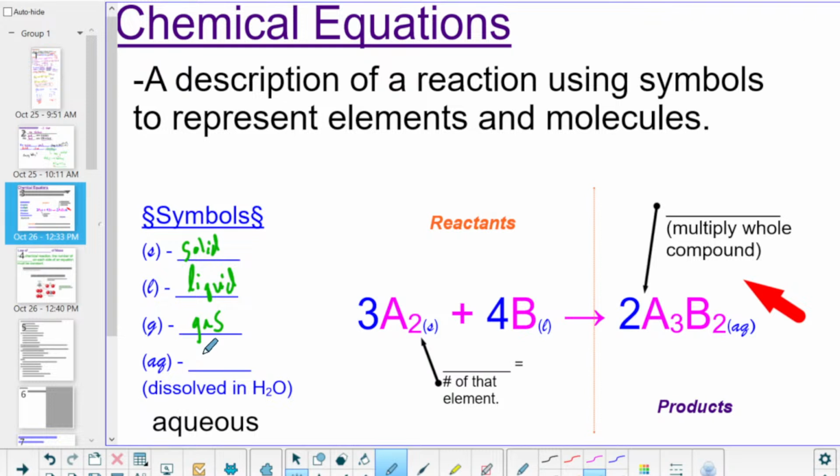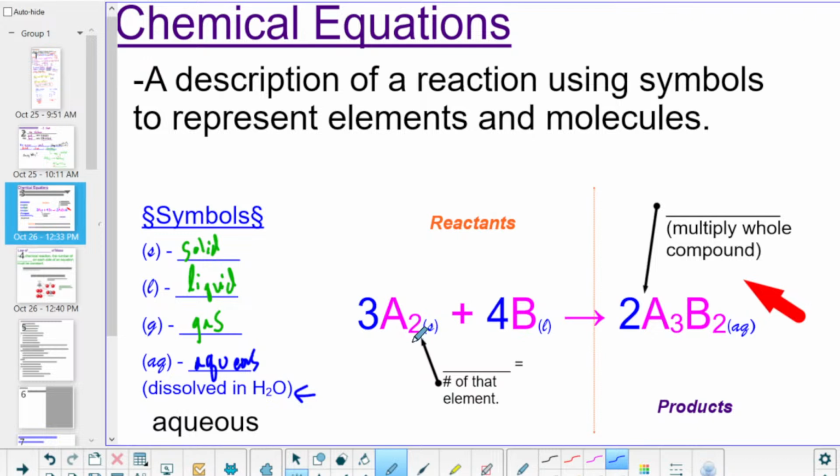Nicely done. Aqueous, A-Q-U. Aqueous means dissolved in water. We do so much water chemistry, we reserve a special symbol for things that are just dissolved in water. We don't do that for any other liquid like ammonia or gasoline or anything else. Aqueous, because a lot of our chemistry occurs in water, so that has a special name. So we have something that's solid, liquid, and aqueous.